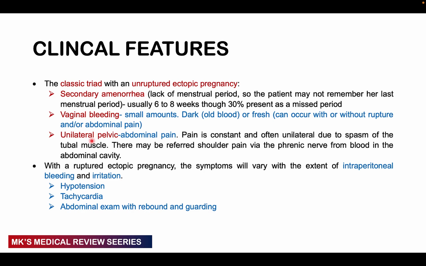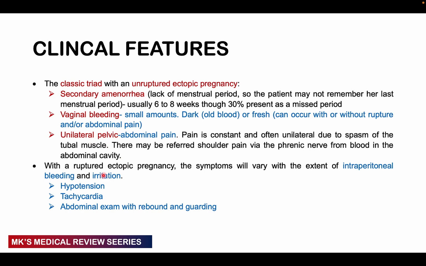Then the third thing in the classical triad is the unilateral pain, which is often abdominal pain which persists on the side where the ectopic pregnancy is implanted. So this pain is going to be constant. It's going to be unilateral because you get the spasms of the tubal muscles. And of course, sometimes it may be referred to the shoulder via the phrenic nerve from the blood that you find in the abdominal cavity that is irritating the diaphragm.